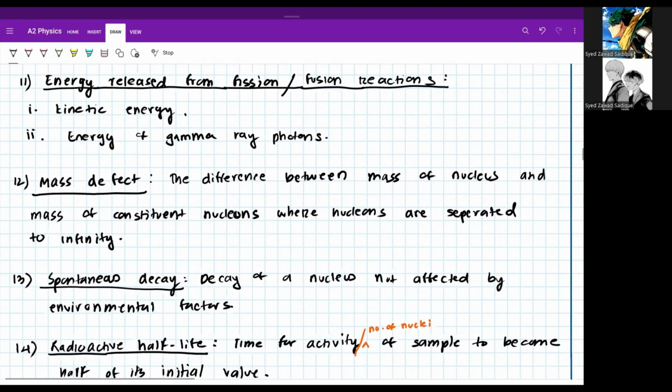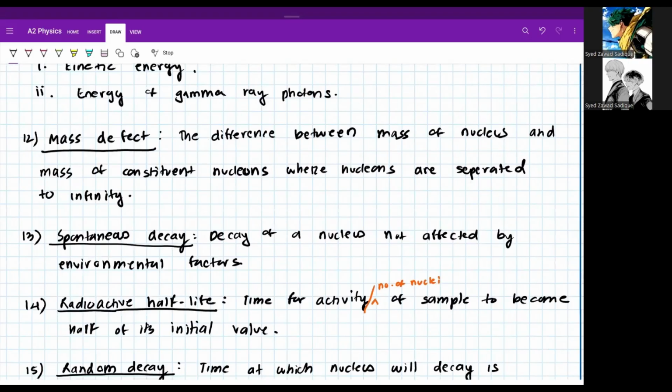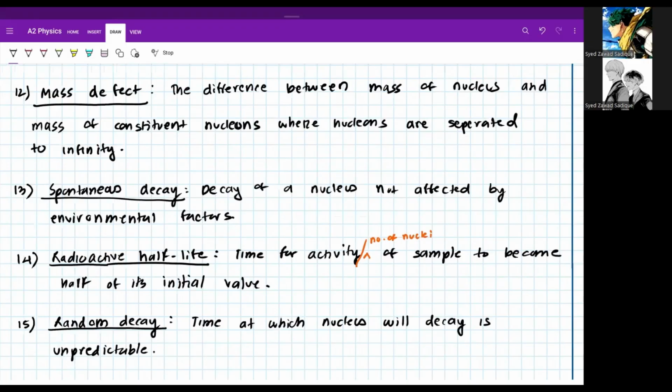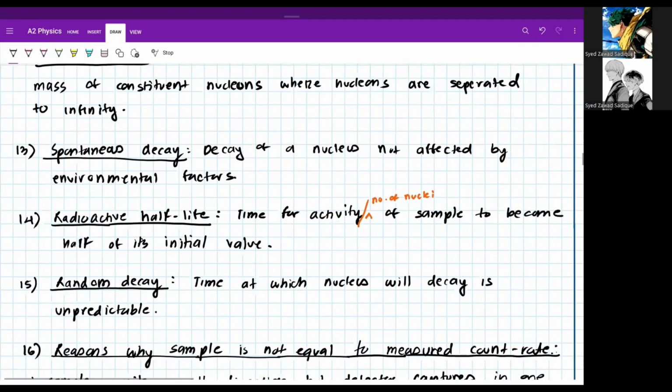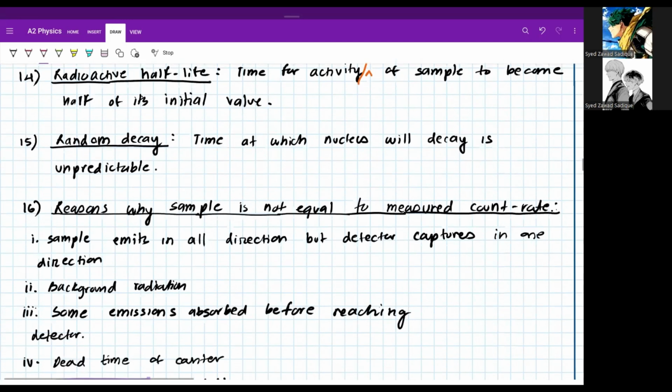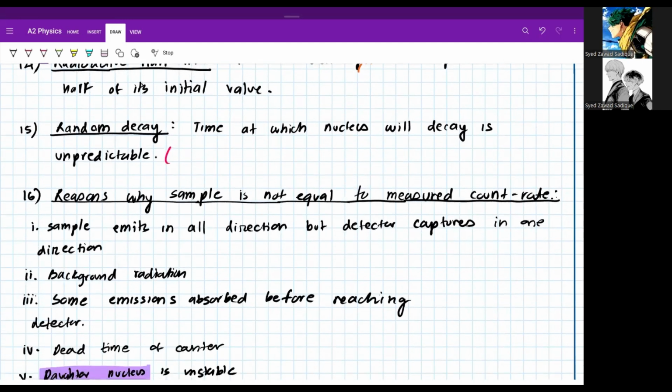Spontaneous decay is the decay of a nucleus not affected by environmental factors. Radioactive half-life is the time for the activity or number of nuclei of a sample to become half of its initial value. Random decay is when the time at which a nucleus will decay is unpredictable, or I think the better key statement is that it cannot be predicted. This is the better thing to say: cannot be predicted.